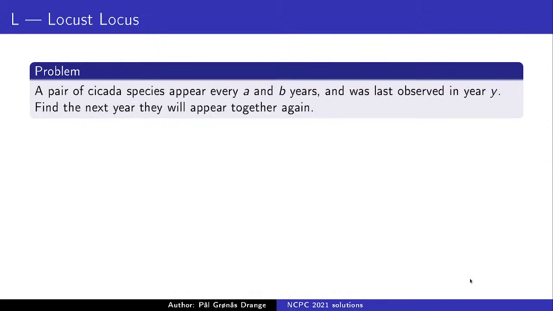Moving on to the next problem, problem L. Here we had a pair of cicada species which appears every A and B years, and they were last observed in year Y, and the goal was to figure out the next year that these species will appear together again.